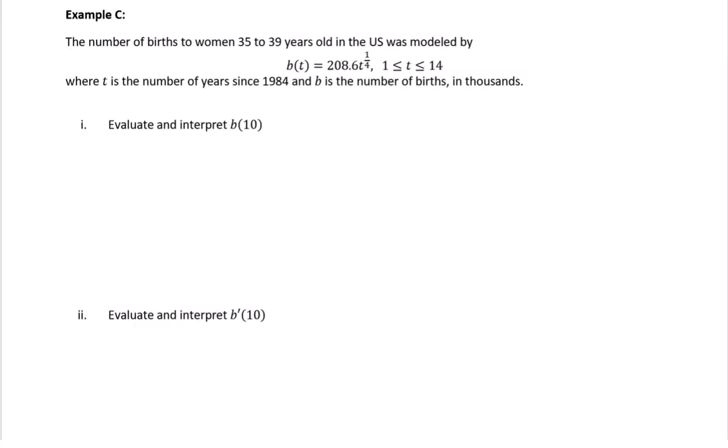Now let's take a look at the last example. The number of births to women 35 to 39 years old in the U.S. was modeled by the function b of t equals 208.6 times t to the 1/4, where t is between 1 and 14 with the endpoints included, and where t is the number of years since 1984, and b is the number of births in thousands.